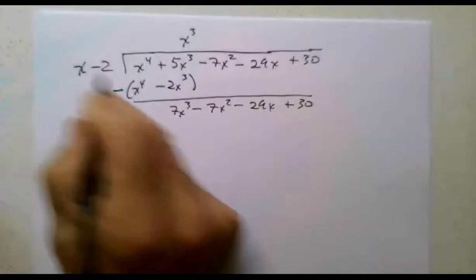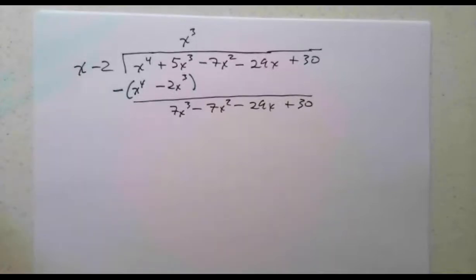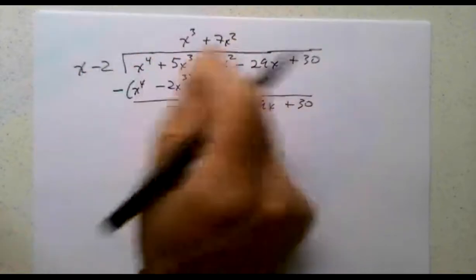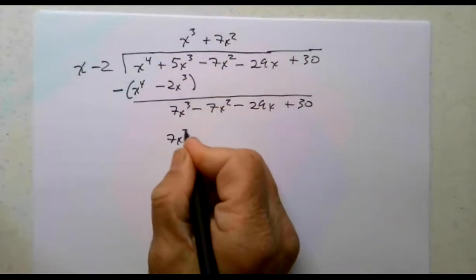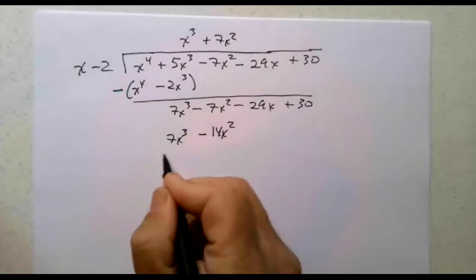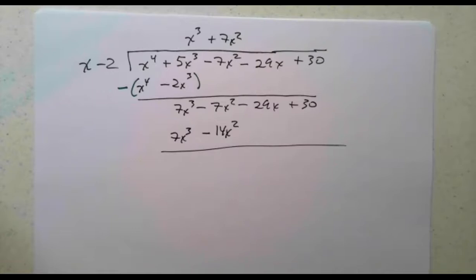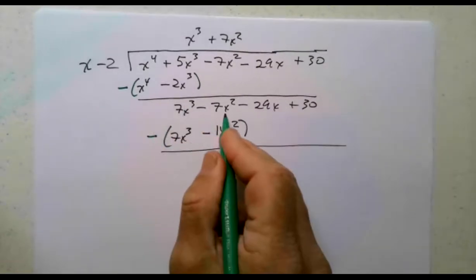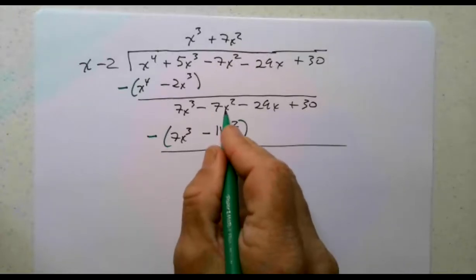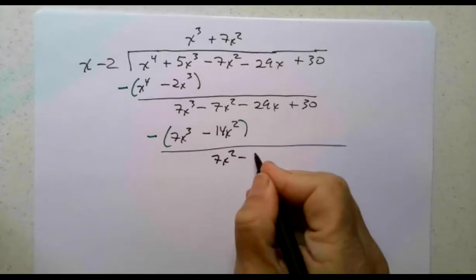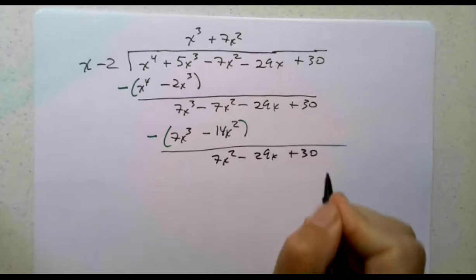Then we divide 7x cubed by x. 7x cubed divided by x is 7x squared. Multiply 7x squared times x is 7x cubed. 7x squared times negative 2 is negative 14x squared. And then subtract and be very careful with the signs. 7x cubed minus 7x cubed is 0. Negative 7 minus negative 14. Negative 7x squared plus 14x squared would be 7x squared. So when I subtract, we have 7x squared minus 29x plus 30.